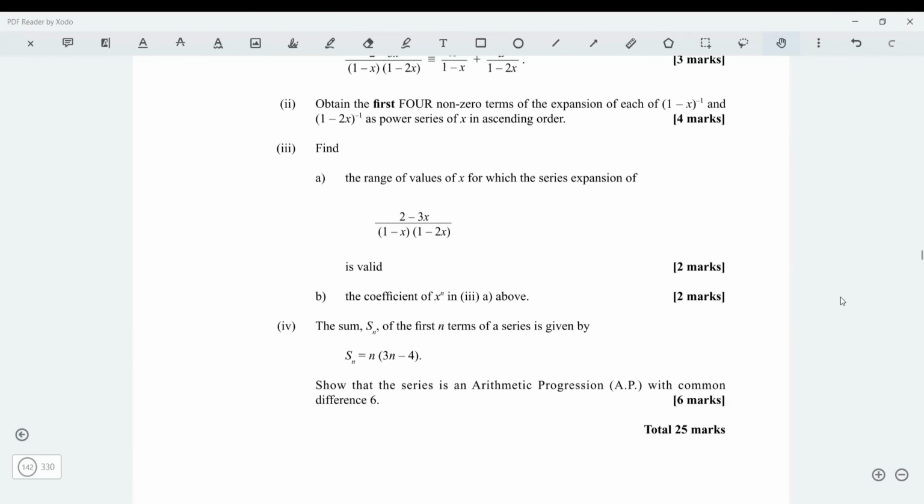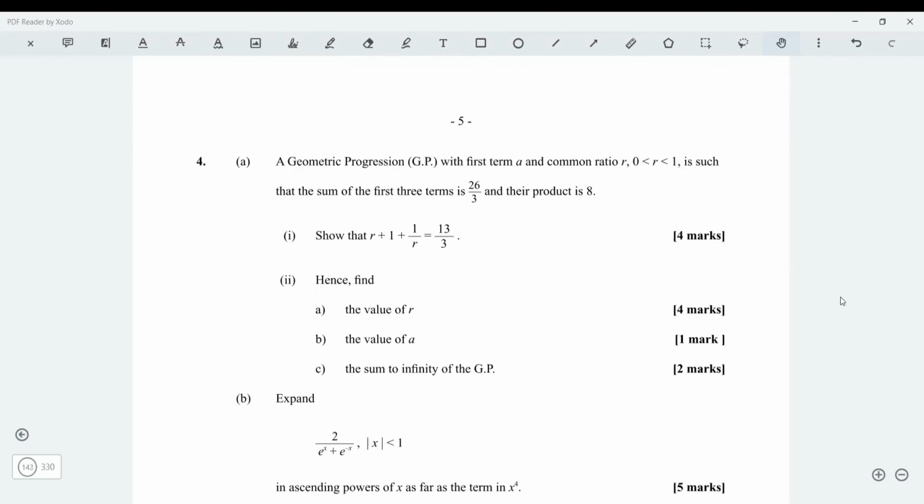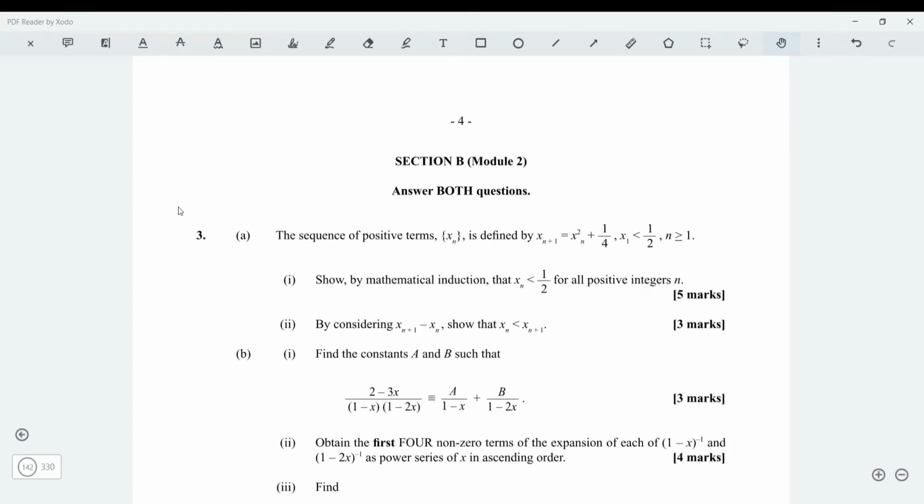And that is question 3 right there. Question 4. Now this one right here gives a GP. Notice that this area is really spicy: it gives AP, it gives GP, proof by induction, and it gives the expansion, which hardly ever comes.